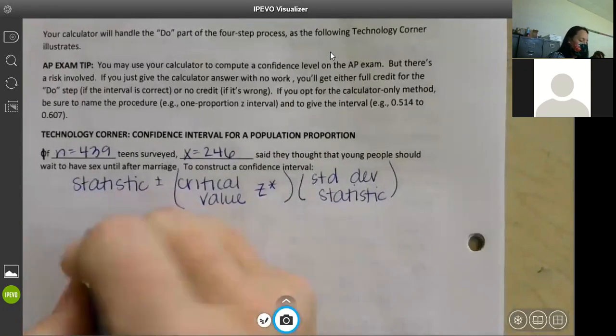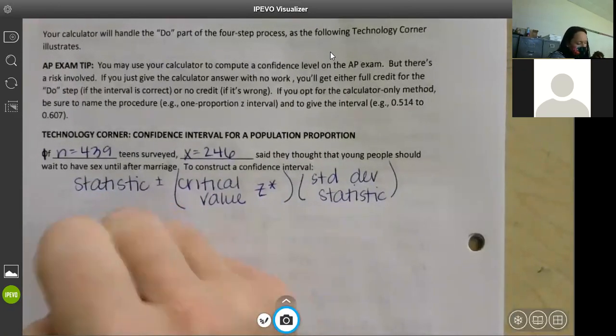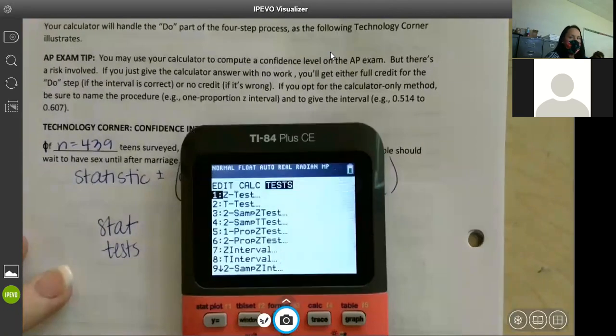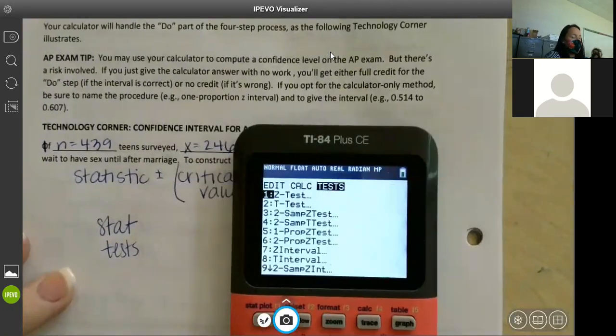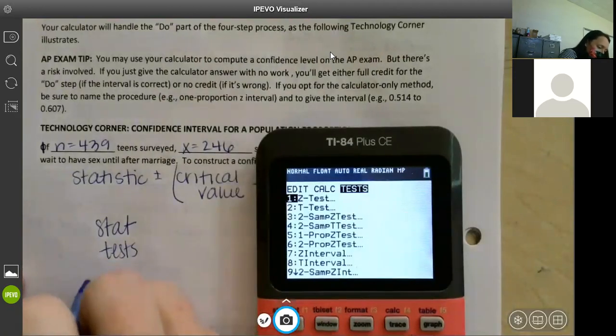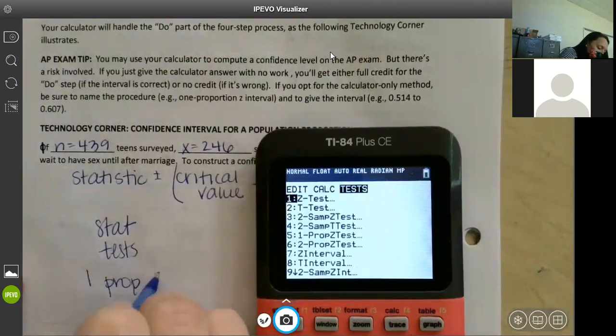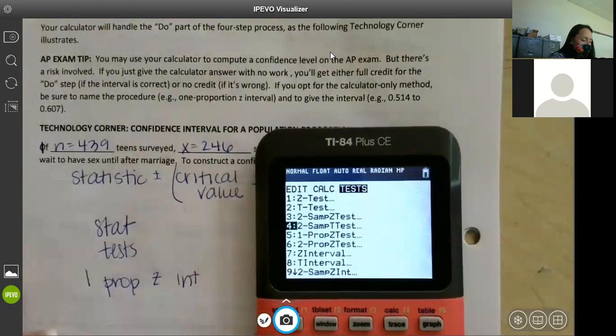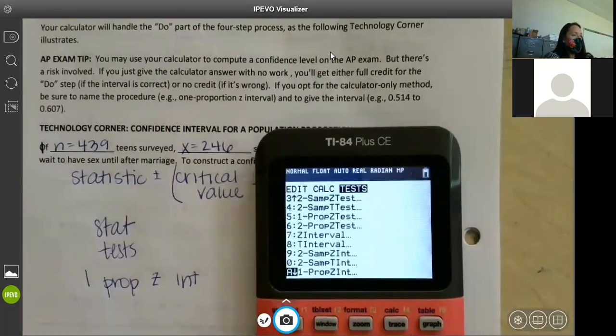You're going to go into stat, and you're going to go over to test, so it looks like this. And we're doing a 1 proportion Z interval. Will we use more of these things? We absolutely will. Not the Z interval, keep going down. We want a 1 proportion.